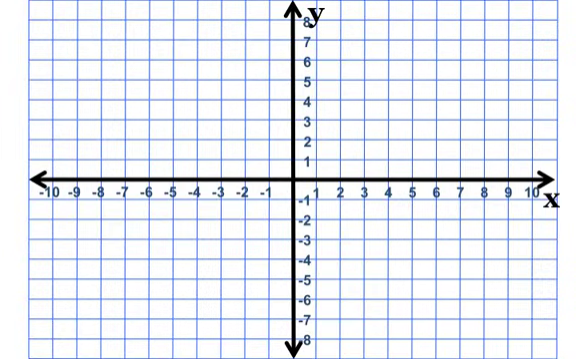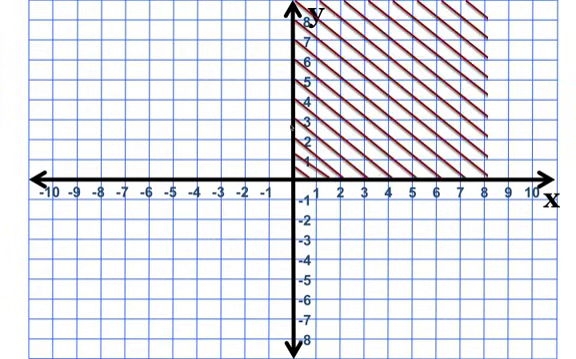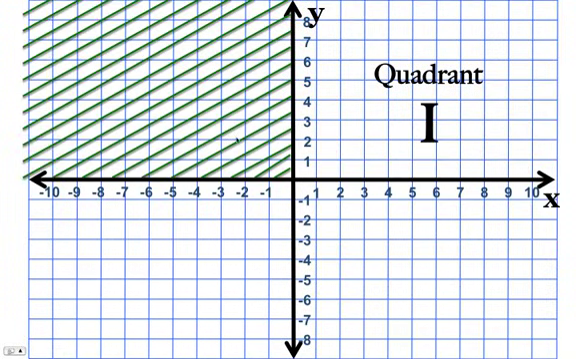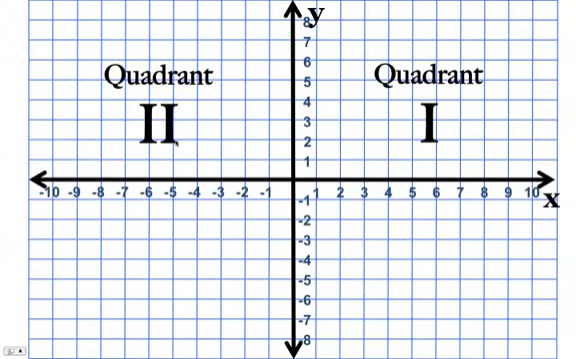And it's important to know that the XY coordinate plane is broken up into 4 parts. These parts are called quadrants, and they help us locate different points on the entire XY plane. This part over here, where x is positive and y is positive, is quadrant 1. This part over here, where x is negative and y is positive, is quadrant 2. So any points in this section are said to be in quadrant 2.